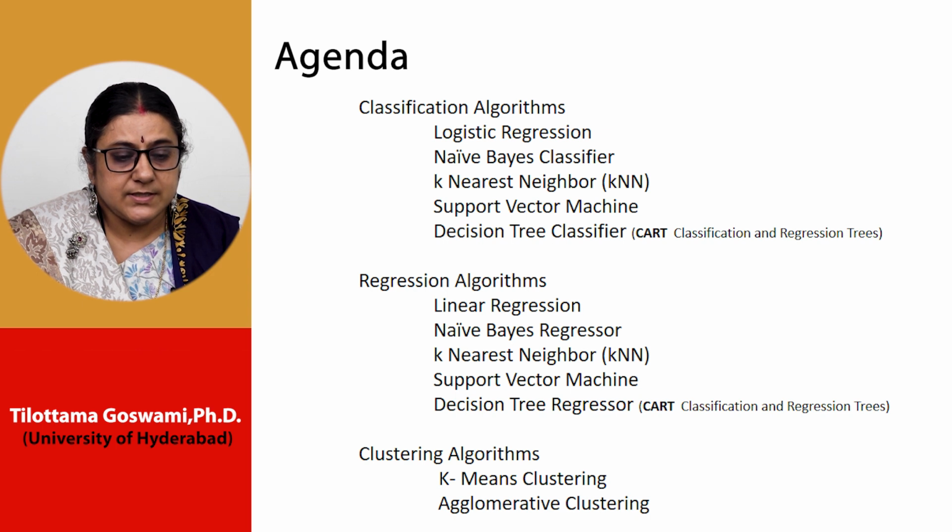Supervised machine learning algorithms are used for classification and regression. Unsupervised machine learning algorithms are meant for clustering tasks.